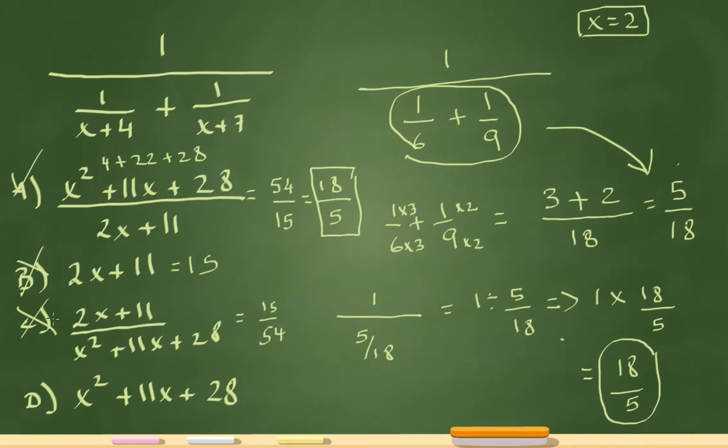And look at what they do on the SAT. A and C are there on purpose. So if you forgot to do this final operation over here, which is 1 divided by 5 over 18, you'd get your answer to be C, which would obviously be wrong. So be careful of all these little steps.